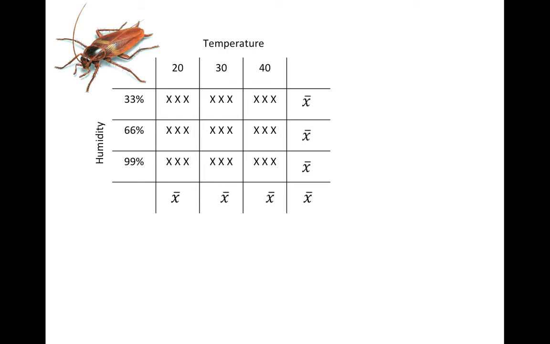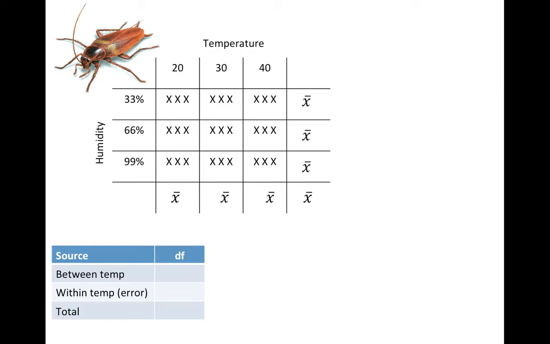Let's have a look at how we could analyze this. First of all, we could look at temperatures. And again, here we're only going to look at the degrees of freedom, just to get a feeling for how the test is set up. First of all, we have the total degrees of freedom. We have 9 squares with 3 observations in each square. 3 times 9 is 27, and that gives us 26 degrees of freedom.